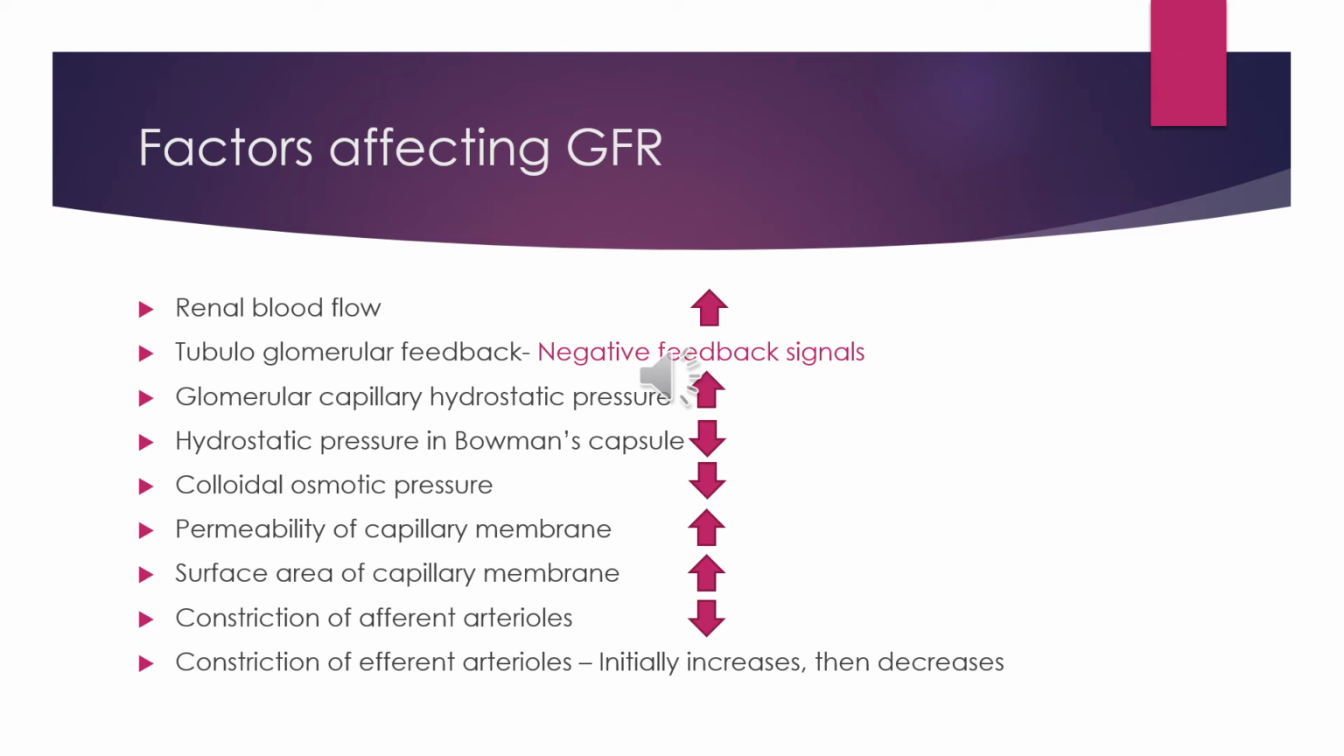Next is glomerular capillary hydrostatic pressure. GFR is directly proportional to glomerular capillary pressure. When this pressure increases, the GFR also increases, and when this pressure decreases, the GFR decreases. We have said that the hydrostatic pressure in the glomerular capillary favors filtration. Then the hydrostatic pressure in Bowman's capsule and colloidal osmotic pressure are inversely proportional to GFR, as we have discussed earlier.